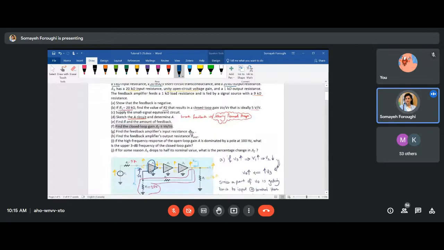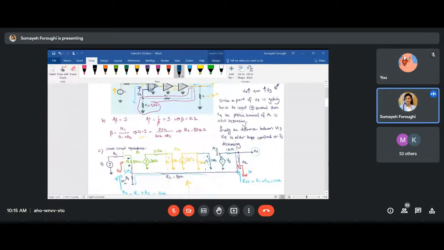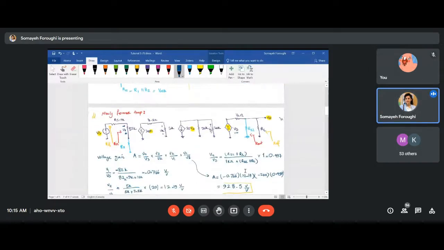Let's move on to part G. In part G, you should find the feedback amplifier input resistance Rin. As I told you, when you connect this feedback loop, your Rin is right here in this little red arrow on the left. And now we should find that Rin.